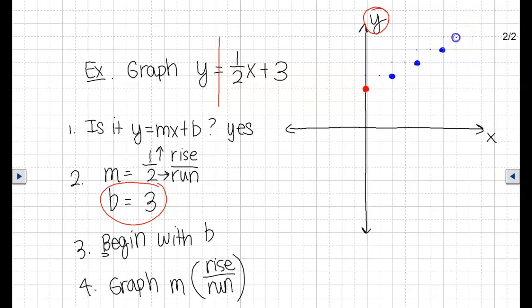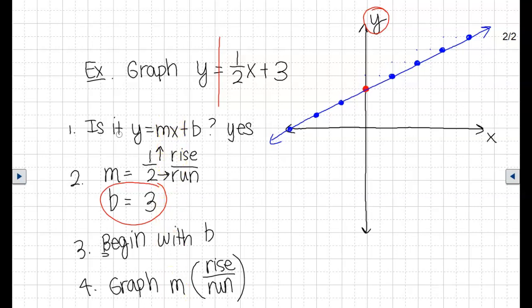Up 1, right 2. So I want you to do that several times, and then also fill in this other side. Now to fill in this other side, we do the opposite of what we were doing. So we were going up and right. We're going to switch now and go down 1 and left 2. And remember, you'll know if you're doing this right because your points should line up and make this nice, pretty straight line. So there is the graph for y equals 1/2 x plus 3.